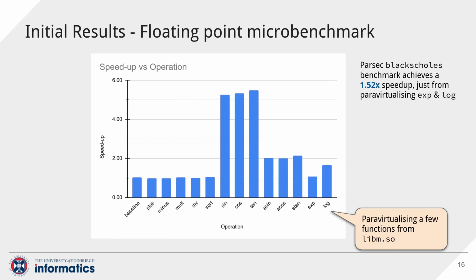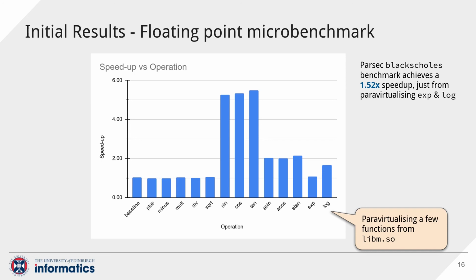Well, let me show you this graph. Here are some initial results from a floating point micro benchmark. One of the things about QEMU is that QEMU has a software floating point implementation, which means any floating point operation gets translated to a call instruction, which goes into a helper function that does the floating point operation.